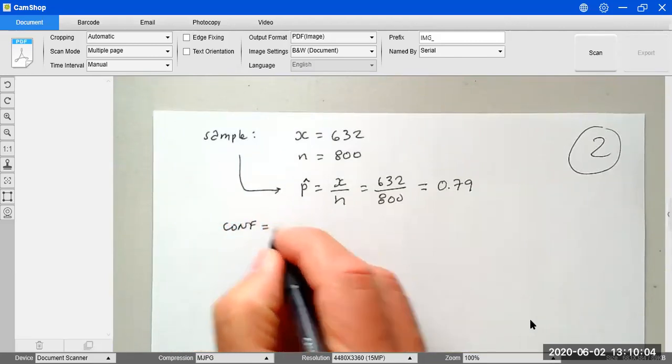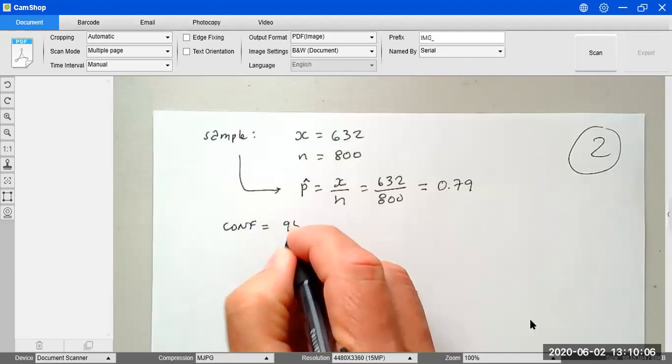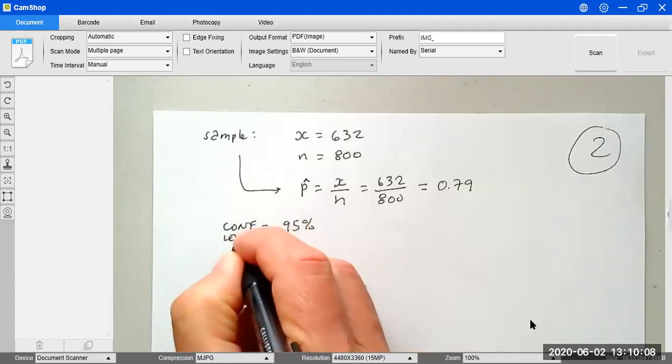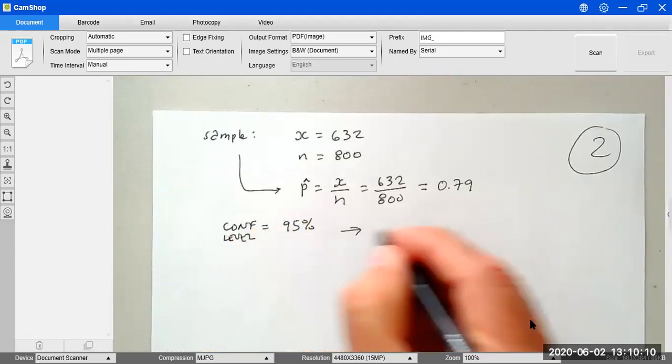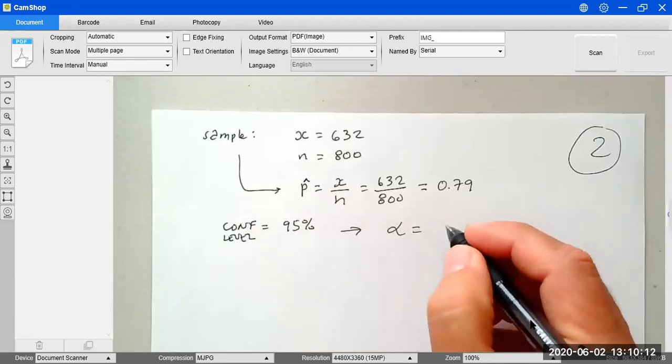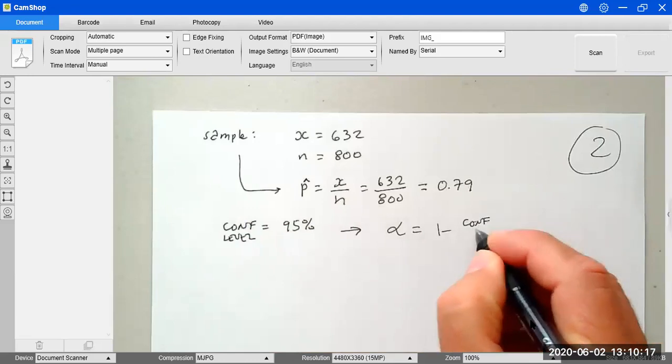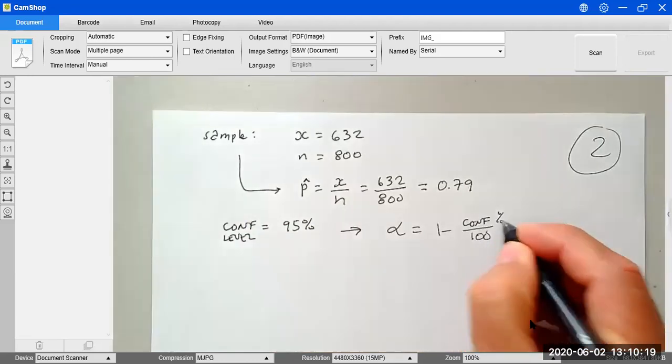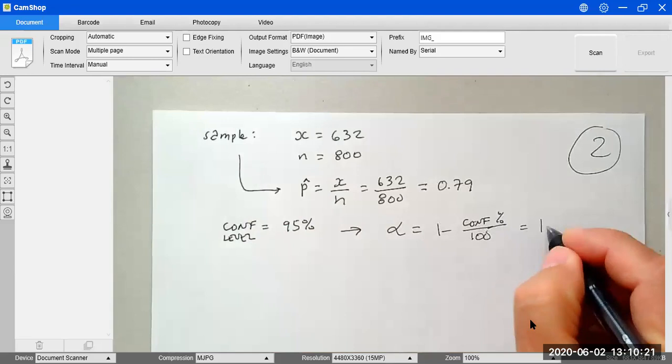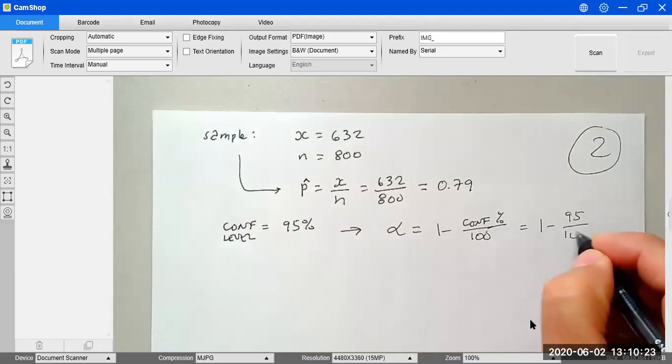So we're going to start with the confidence level, which is 95%. That's the confidence level. So from here we're going to find alpha. Alpha is just 1 minus the confidence level over 100. So this is going to be 1 minus 95 over 100.